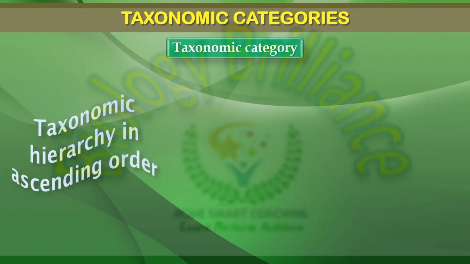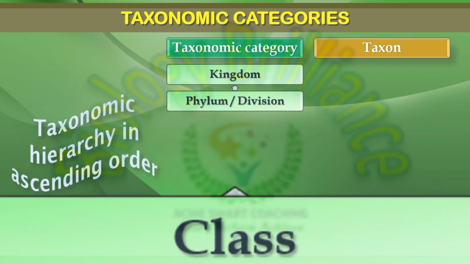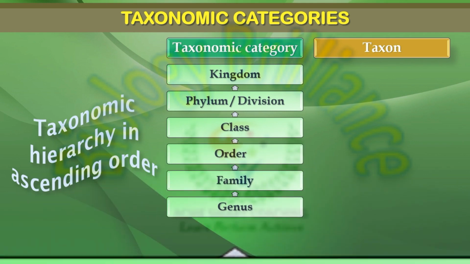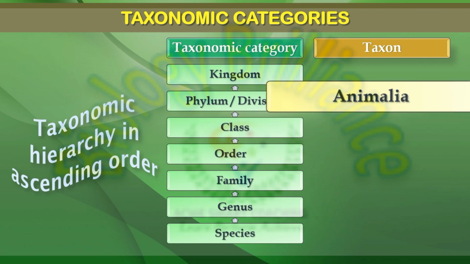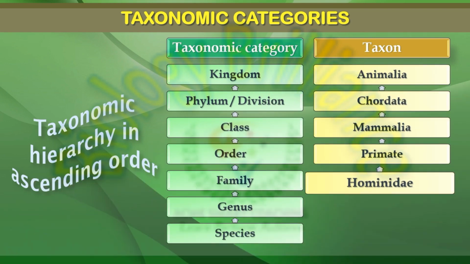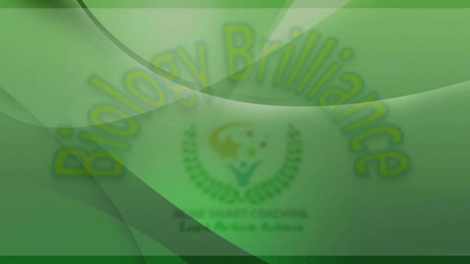We will see this for Homo sapiens as an example. Kingdom, Animalia. Phylum or division, Chordata. Class, Mammalia. Order, Primates. Family, Hominidae. Genus, Homo. Species, sapiens. Now, we will learn what is species.